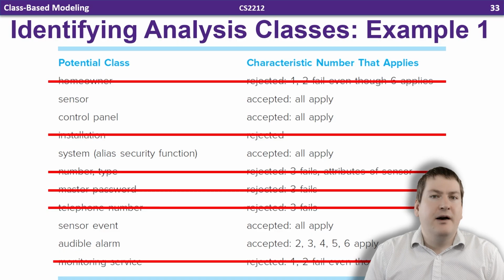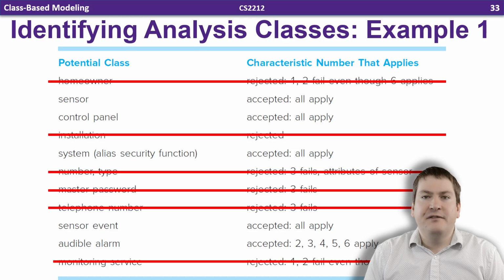And last is monitoring service, and it has the same issue as homeowner. The usage scenario we analyze does not specify that any information is stored about it, thus violating Rule 1. And it doesn't clearly state that it has any needed services, violating Rule 2.